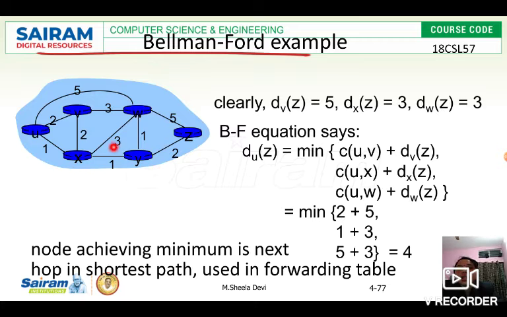W to z is given as 5, but if you find an alternative path, that is 1 plus 2, that is 3. So they have updated this path.